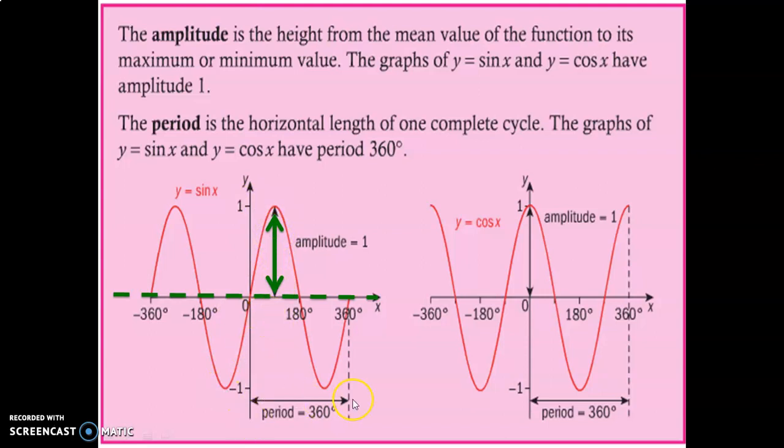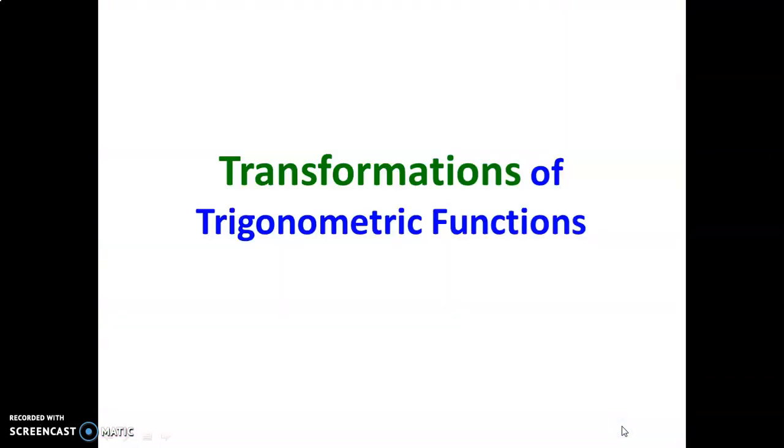And the period is 360. The period is the horizontal length of one complete cycle. So again, to complete its full journey, a sine wave begins at 0, goes up, down, down, and comes back to 0 here at 360 degrees. So that's one period. Cosine function, the same thing. We do the center line, there's the amplitude of 1, and one full cycle, 360 degrees. That's our period.